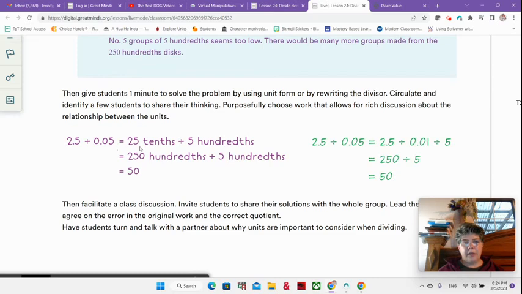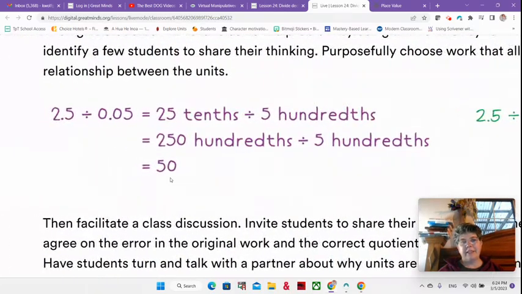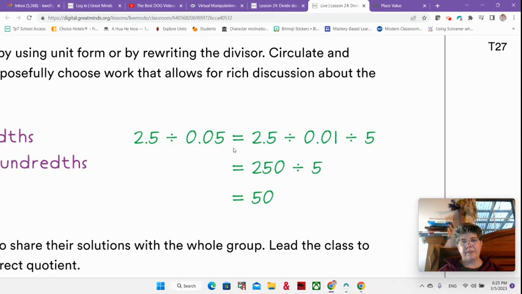Okay, 25/10 divided by 5/100 is the same as 250 hundredths divided by 5/100. So we have to have like terms, right? So we're basically multiplying this by 10 to make it into hundredths, just adding a 0 on the end, right? And now we have 250 hundredths, and 250 divided by 5 is 50, not 5, right?